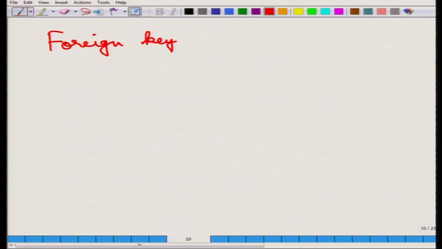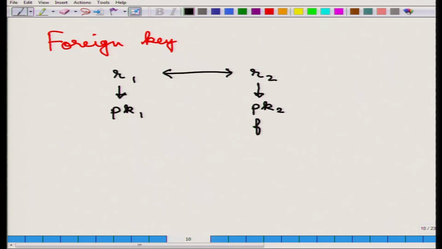Before we try to understand what a foreign key is, we highlighted that relationships have different connections between them, different relations. Suppose there are two relations R1 and R2 with some connections between them. Let us say the primary key of R1 is called PK1, and R2 has some attribute PK2, and some other attribute F2.